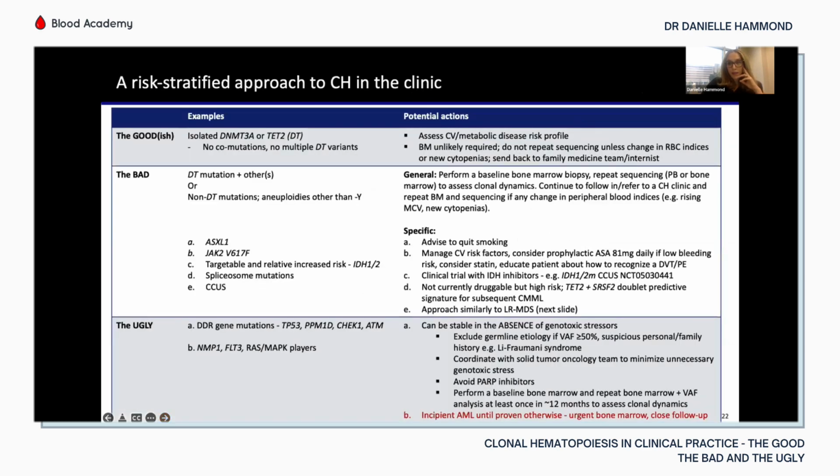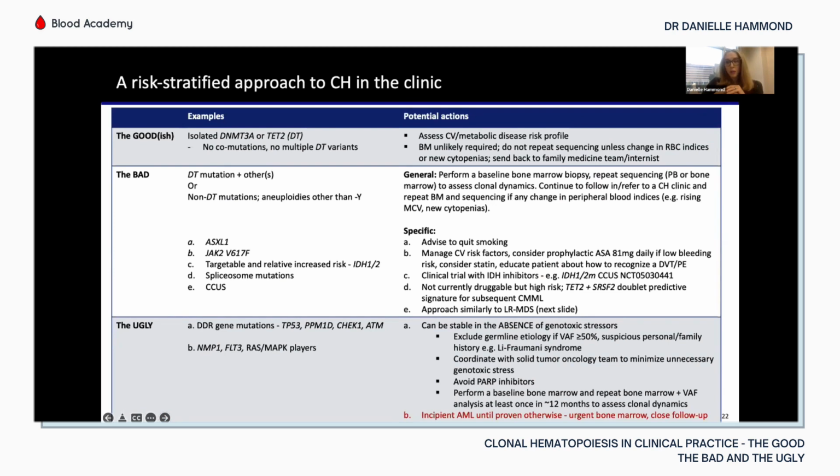So this next summary table, I really want you to interpret this with caution. This is just sort of how I now risk stratify clonal hematopoiesis in clinic and potential actions that can be taken in response to that. And this is where the title of my talk, The Good, the Bad, and the Ugly, comes in terms of moving from lower to higher risk clonal hematopoiesis, primarily with respect to risk of subsequent hematologic malignancy.